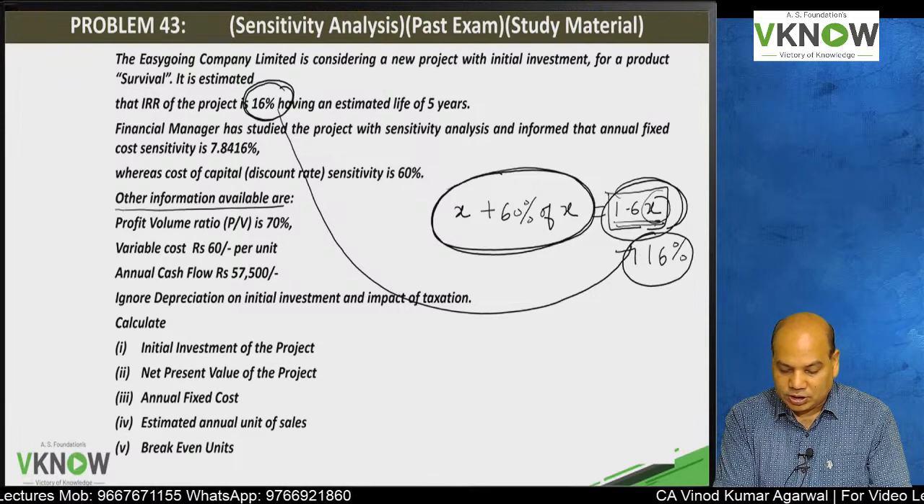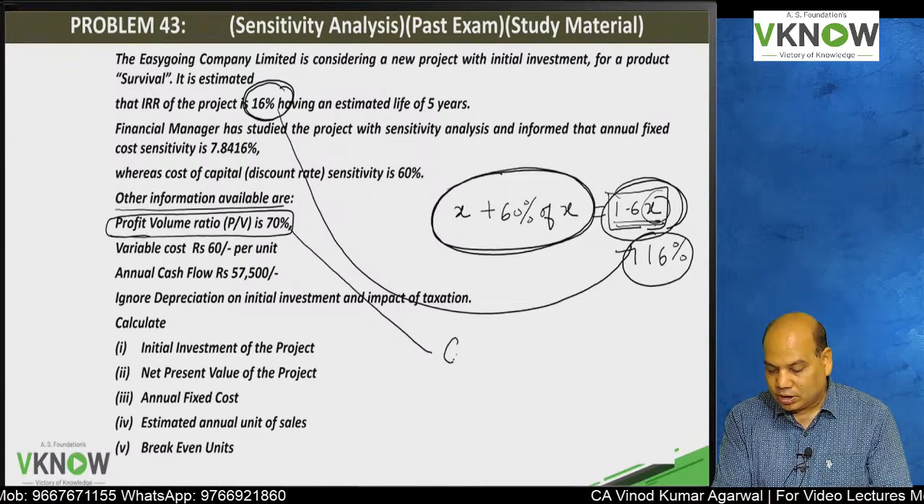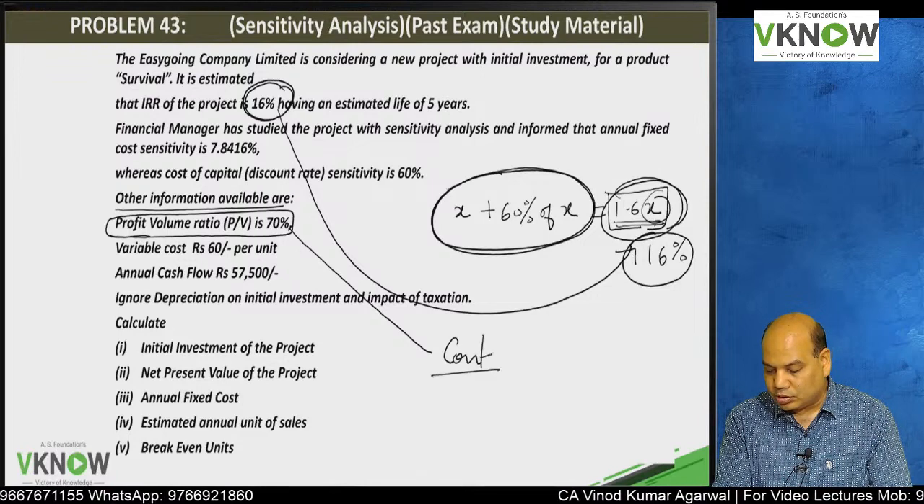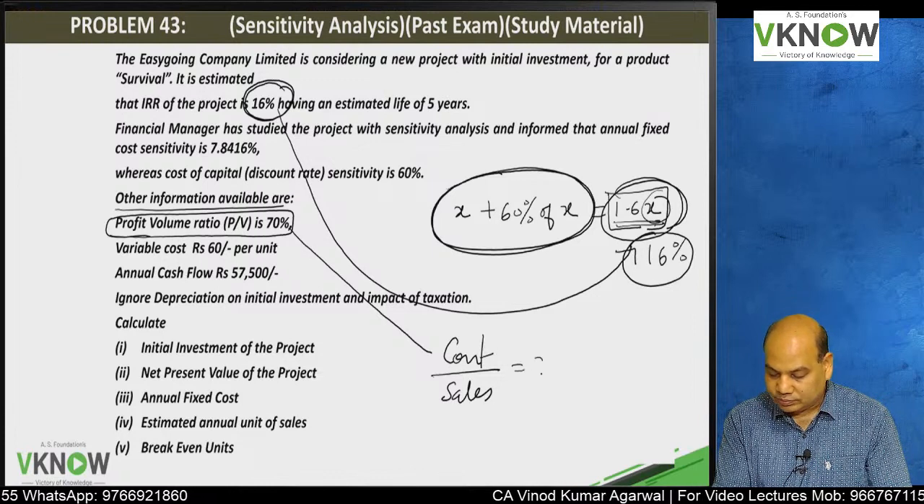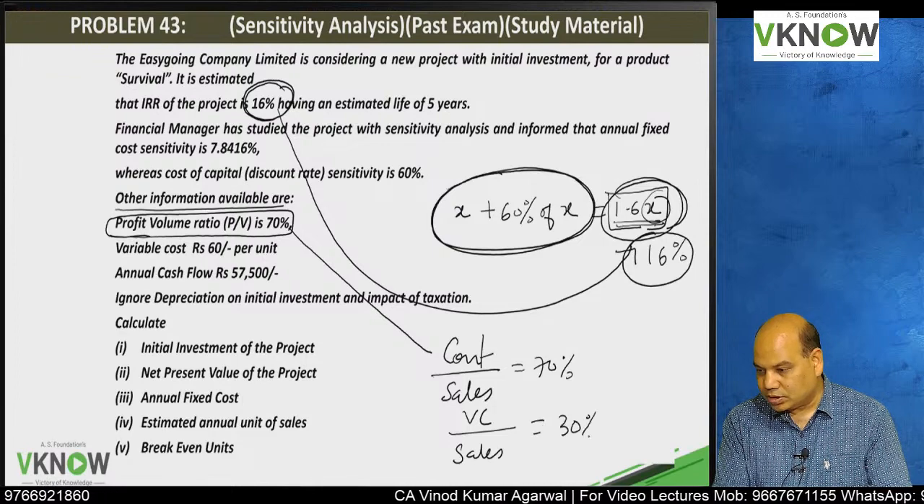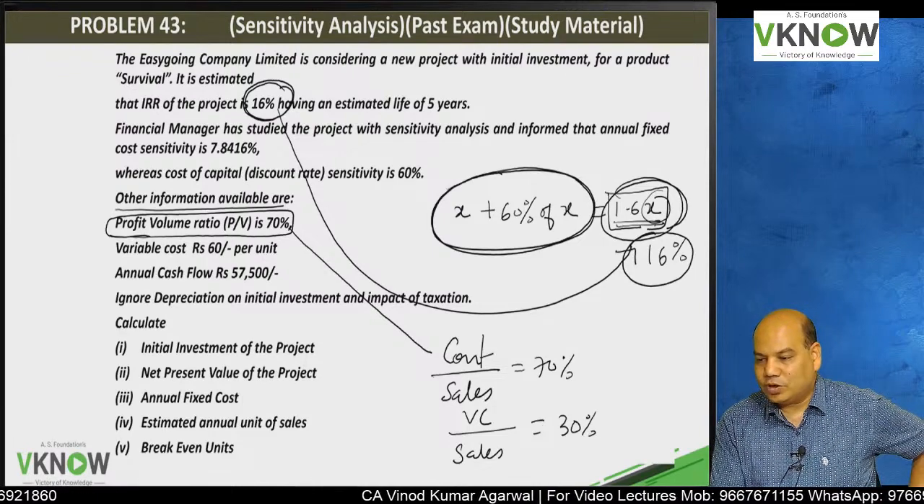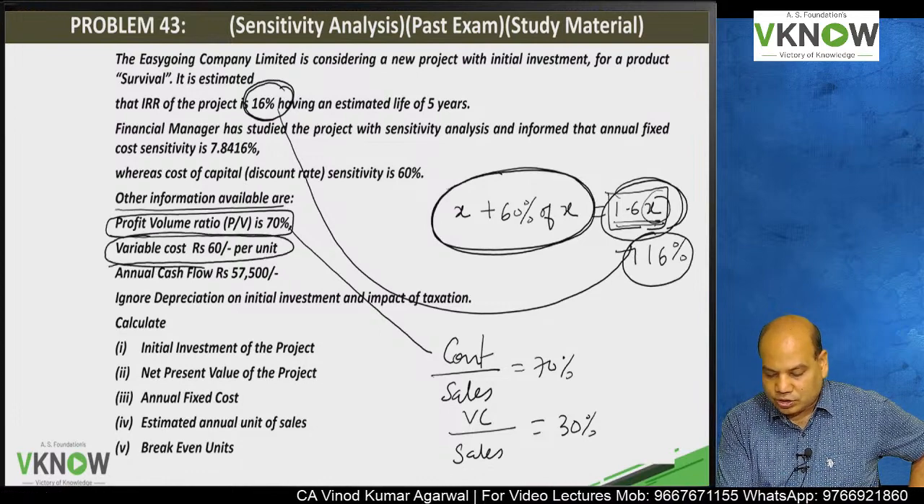Other information: profit volume ratio is 70%. It means contribution upon sales is 70%, which means variable cost upon sales is 30%. Two pieces of information are given simultaneously, and variable cost is given as 60 rupees.